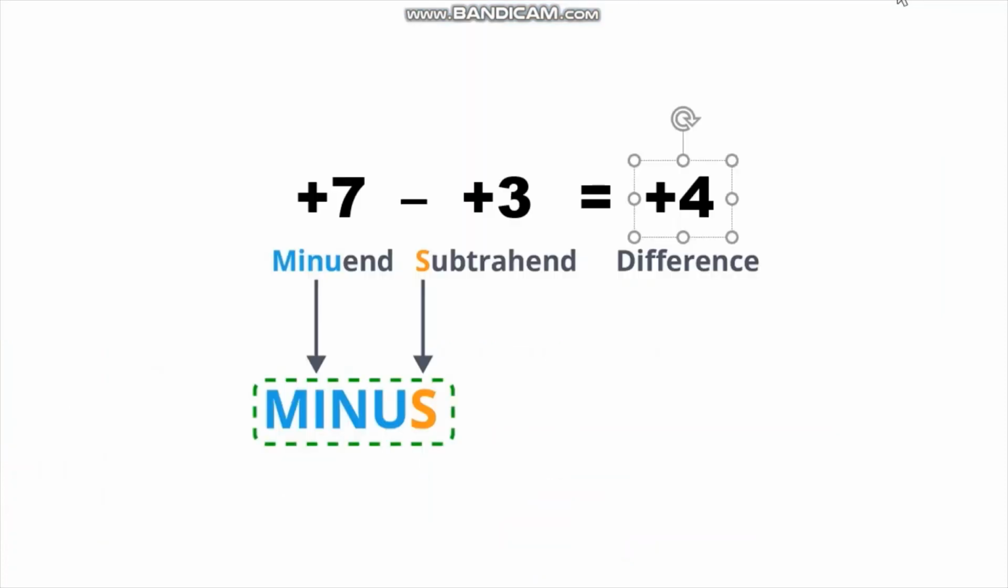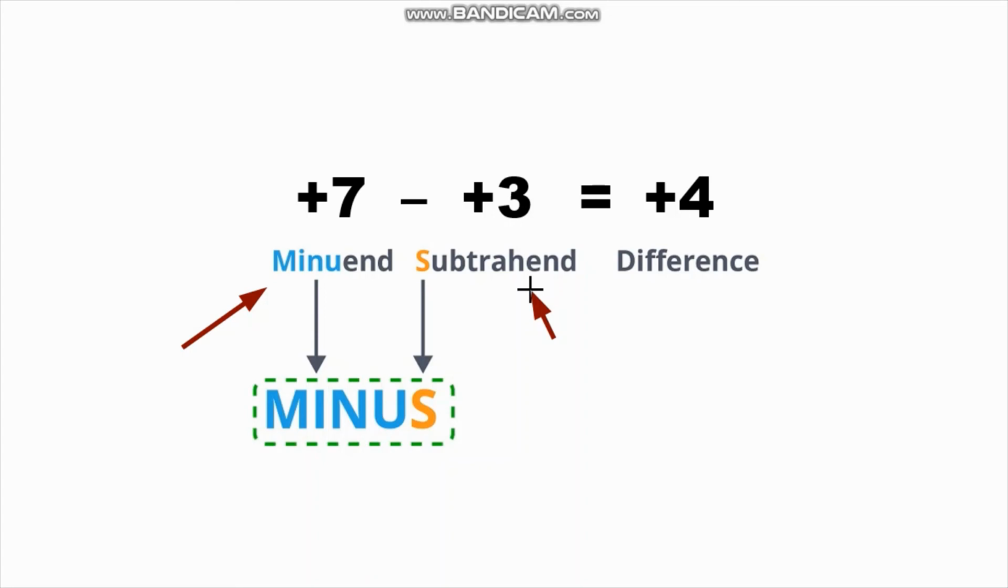So I want to take this problem as a chance to remind you all of the basics of subtraction. So we have two numbers on the left hand side of the equation. They are plus 7 and plus 3. Plus 7 is called the minuend. So the number from which you are subtracting another number is called the minuend, and 3 is called the subtrahend. So the number which you are taking away is called the subtrahend.